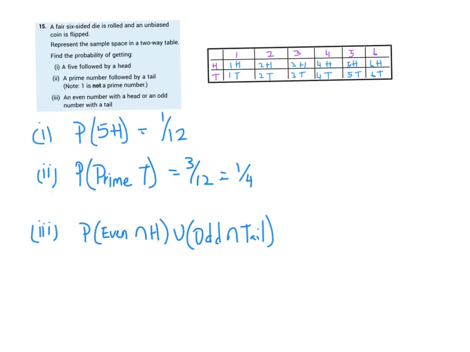So let's just work that one out. The quickest way now will just be to take that from the table. So even and heads we have 1, 2, 3 out of 12. And the union we know always means to add them. And here then odd and tails we have 1, 2, 3 out of 12. So 3 out of 12 plus 3 out of 12 is 6 out of 12, which is a half. Okay, so that's question 15. We'll look now at question 19.